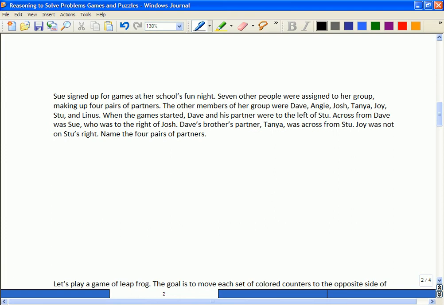So it says Dave and his partner were to the left of Stu. How would you organize this in a picture to try to figure out who the partners are? Okay, I'm going to give you a few minutes to think about it. This is a deductive example because you're only using the facts that you've been given.